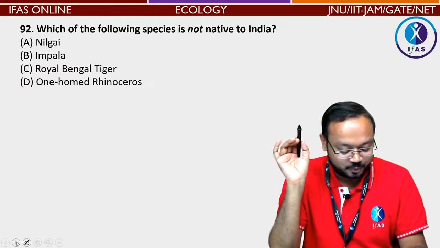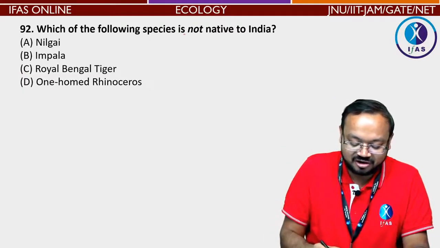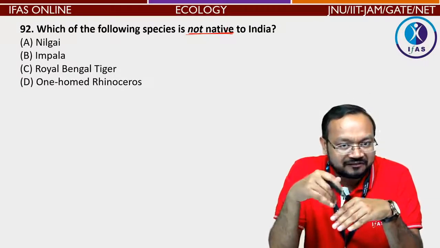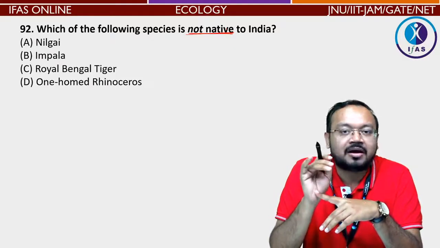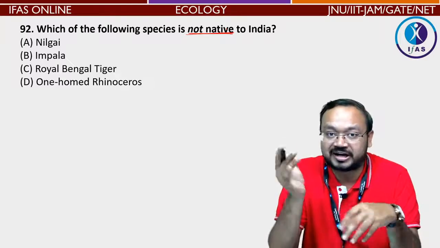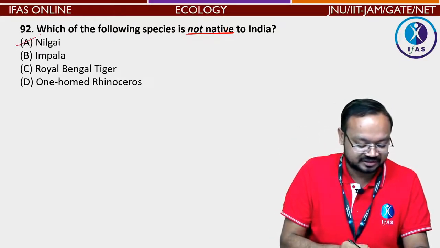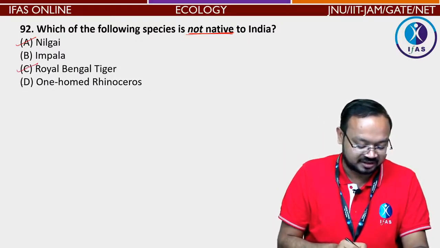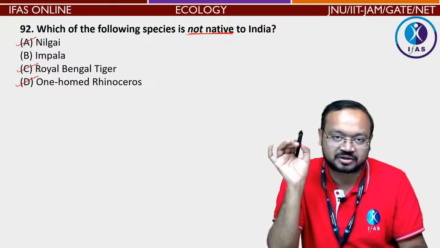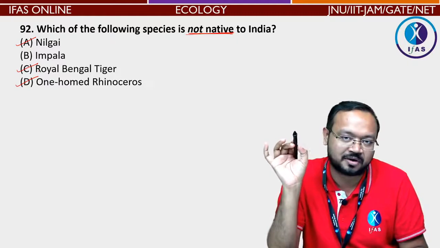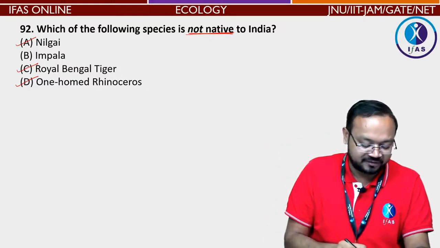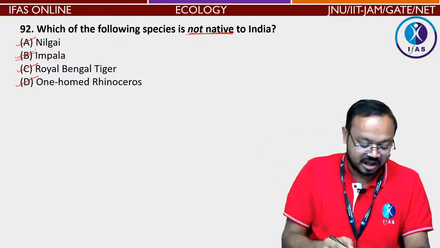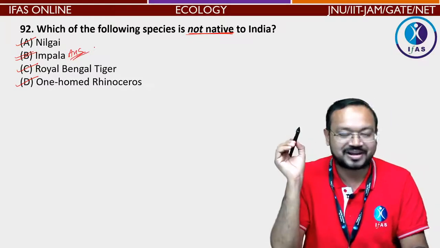Next question. Which of the following species is not native to India? There are various types of animals in the given list. Which animal is not Indian in origin, or we can say not native to India? Nilgai is native to India. The Royal Bengal tiger and the one-horned rhinoceros, also called the Indian rhinoceros, are all examples of native species. Impala is native to Eastern and Southern Africa. So the answer should be impala, right?